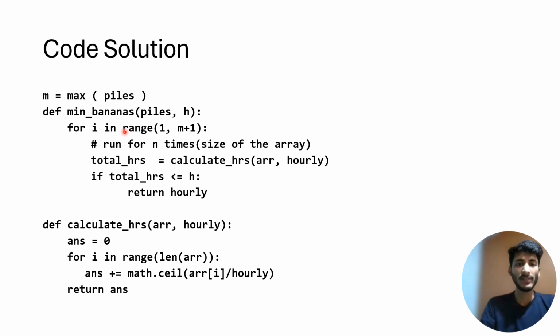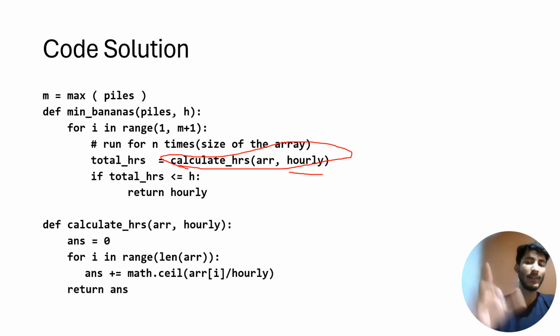Now inside that, at each value of k, what I am doing is calculating the hours it takes me to eat all the bananas at that eating speed. That is why I calculate hours. I have defined one more function for that, which calculates the total number of hours at this hourly speed. Now after calculating that value, I'm checking whether it is less than or equal to h. If it is less than or equal to h, then I have found my value, right?